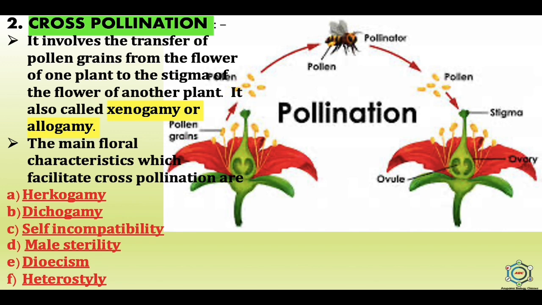And the last, that is heterostyly. Here, the flowers of the same species have different lengths of stamens and styles so that self-pollination is not possible, like in primula, linum, etc.